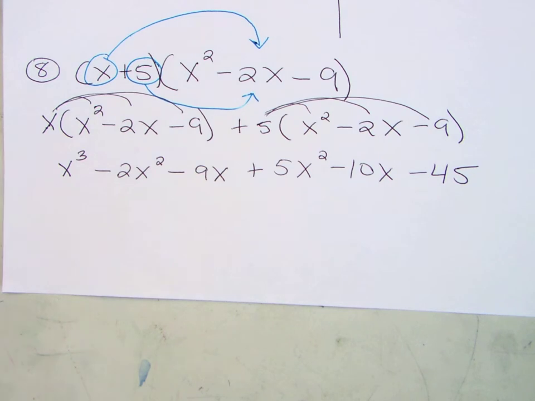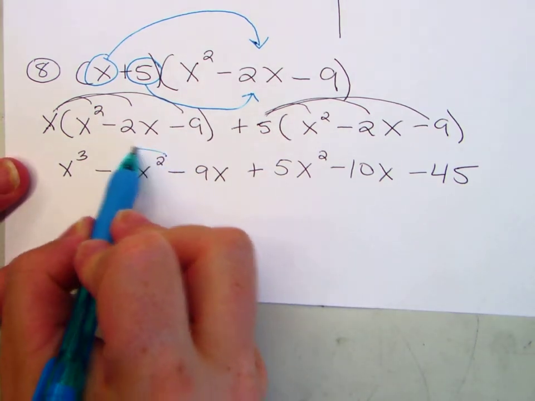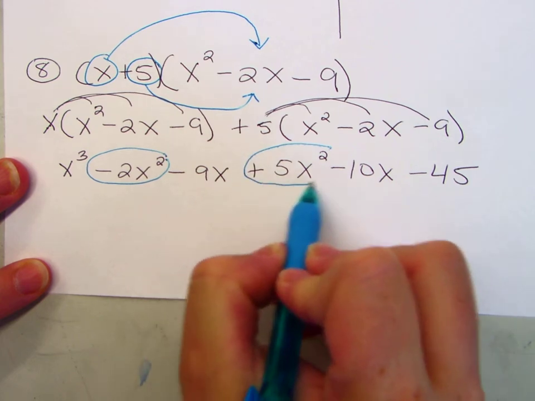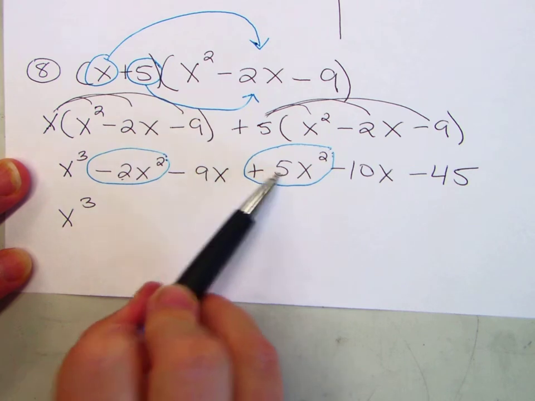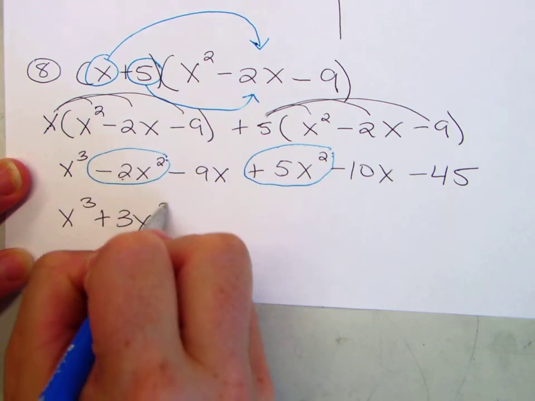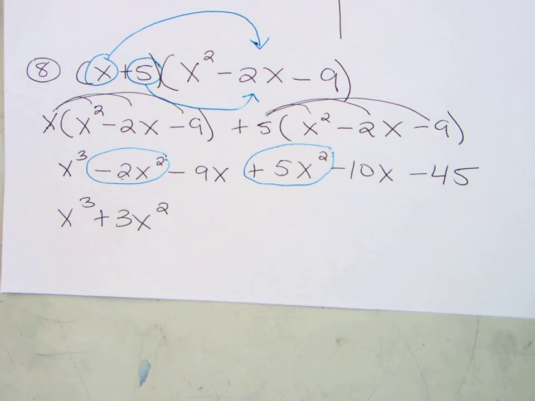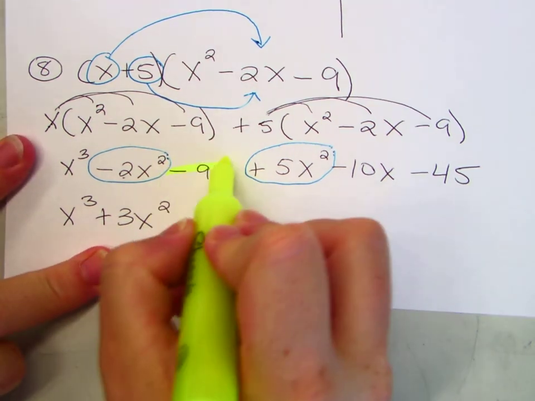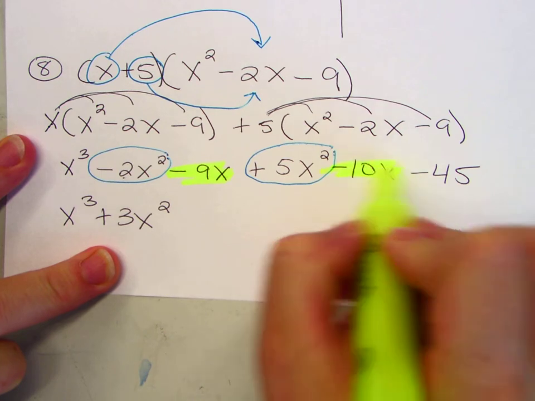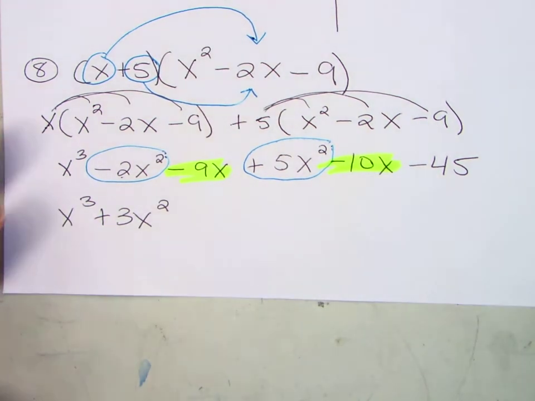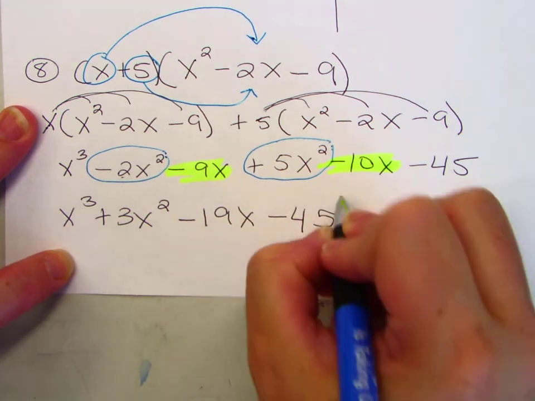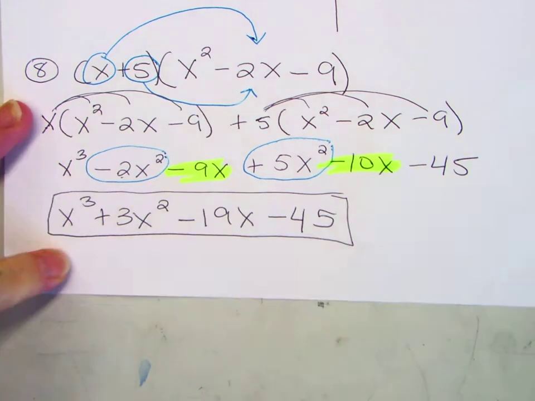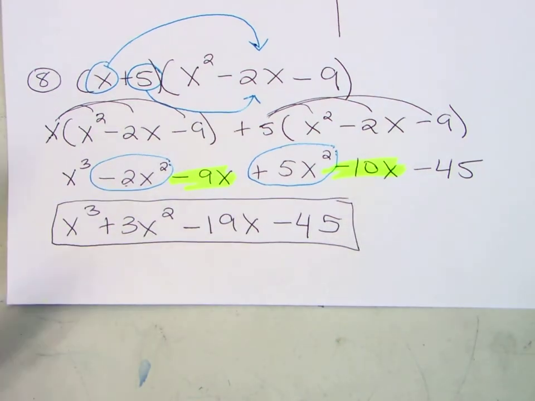Now this one's a little harder just for the combining like terms. So let's see. I have negative 2x squared and 5x squared. So x cubed. Put these together and you get 3x squared. And then I have negative 9x and negative 10x. We got to put those together because those are like terms. Two negatives you add, negative 19x, and then finally that negative 45. See, it's really not that much harder. Especially if you have the letter ones down, this shouldn't be that bad. All right, two more.